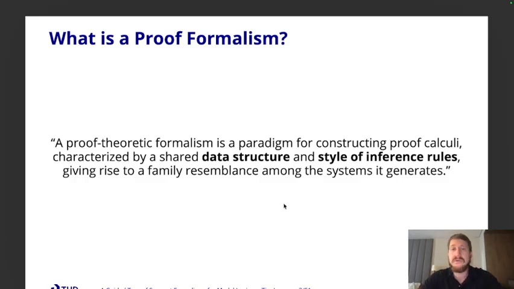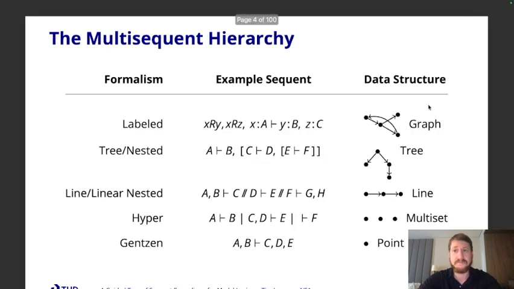As a third example, display calculi make use of so-called residuation rules to display certain parts of a sequent. And that allows you to apply logical rules to this little part of the display sequent. And having this control over where logical rules are applied allows one to prove syntactic cut elimination quite easily. So these two aspects are the defining characteristics of a proof formalism, and you might think of a proof formalism essentially as a way in which you design calculi. Now in this talk, I'm going to primarily be focusing on the data structure aspect.